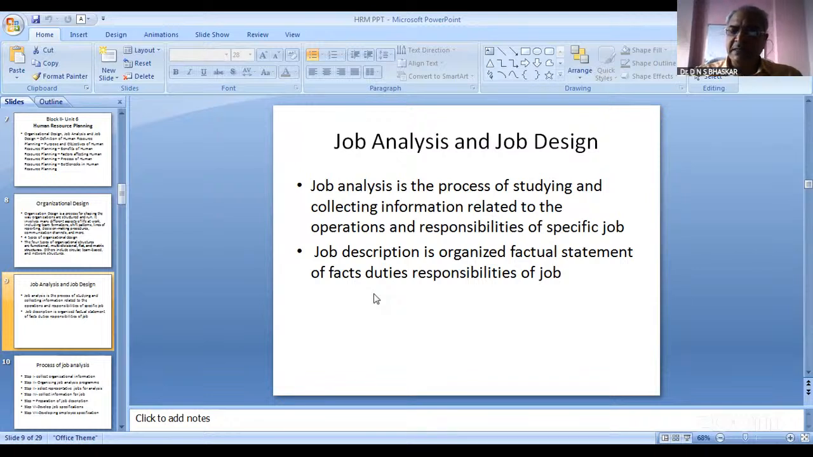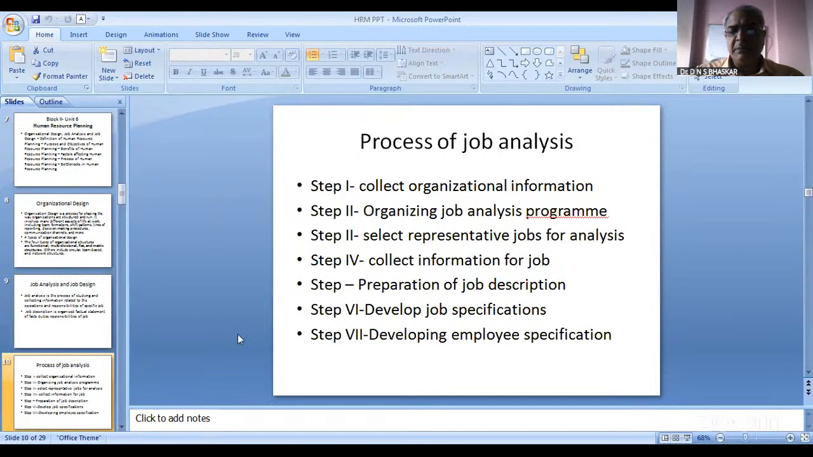Job description basically tells us about the facts and responsibilities of the job. What are the various consequences? What are the responsibilities he has to perform? What are the duties he has to carry out? These aspects are given in a clear written statement that is called a job description. Then how to carry out the job analysis process? This is a very, very important question as far as the examination point of view is concerned. So what is the job analysis process and how is the job analysis carried out? This is the most important aspect to be covered in this particular class.